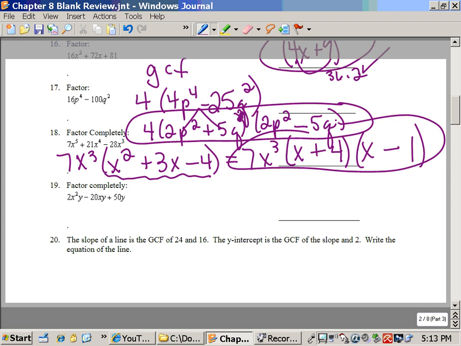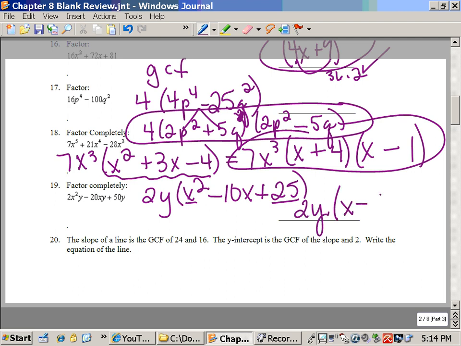Number 19. Looks like they all have a greatest common factor. That greatest common factor is going to be 2 and a y. What do they have left over? They have an x squared minus 10x plus 25. I see perfect square, so I'm going to try a perfect square trinomial and see if it works out. That gives me 2y times x minus 5 squared. 5 times x is 5x. Double that, I get 10x, so that's my final answer.